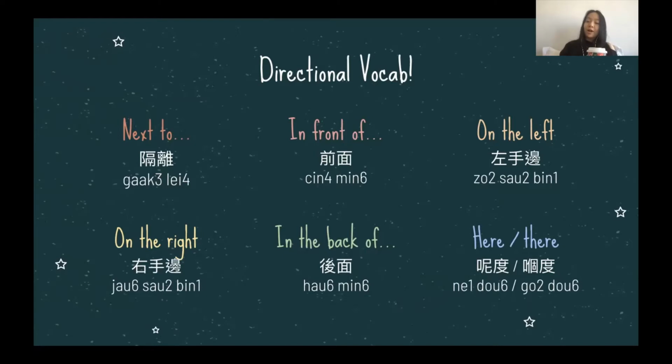So for left-hand side and right-hand side, which is on the left and on the right, which is like 左手邊 and 右手邊, which basically translates to left-hand side and right-hand side. So 左 is left, 手 is arm or hand, and 邊 is to describe where the thing is. So let's say if you want to say the coffee cup is on the left-hand side of my face, we would say 個咖啡杯喺我塊面左手邊 or 右手邊. So it's very easy to remember. Just remember the directional phrases for left and right. So left is 左, 右 is right.